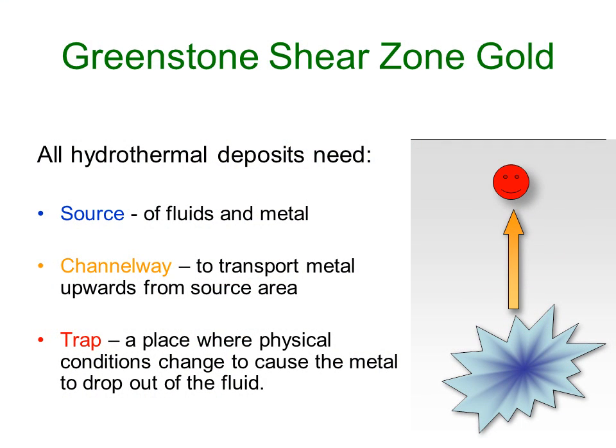Let's turn to the mineralizing process now. All hydrothermal deposits need three things. They need a source of fluids and metal. They need a channelway through the crust to transport the metal upwards from the source area, and they need a trap where the physical conditions change to cause the metal to drop out of the fluid and form the ore deposit. We'll start with the source.